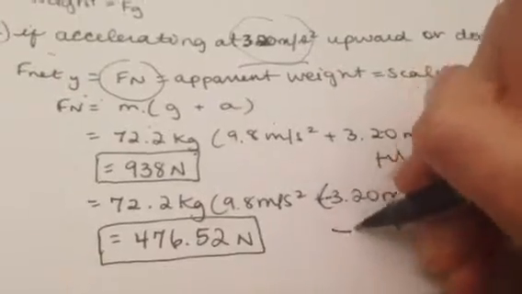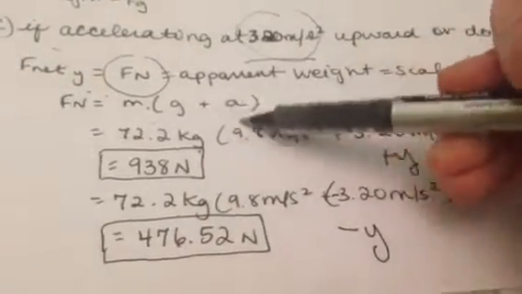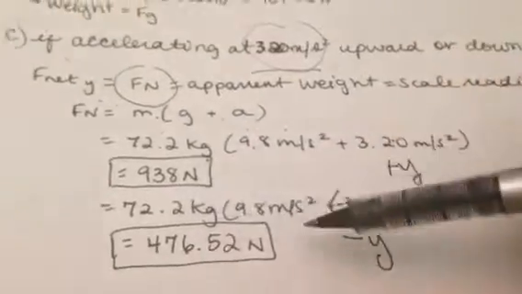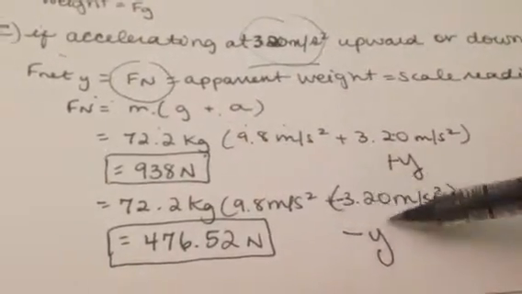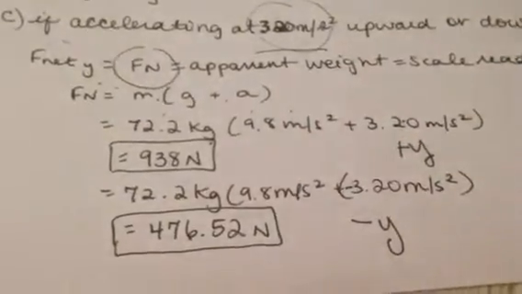If he's moving in the negative y direction, you have to account for that and say negative a. So mass times gravity plus negative a is equal to this. And that is our conclusion of our lesson of Newton's second law.